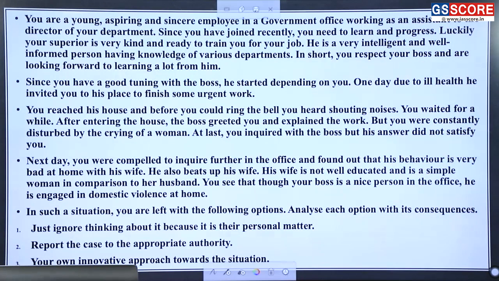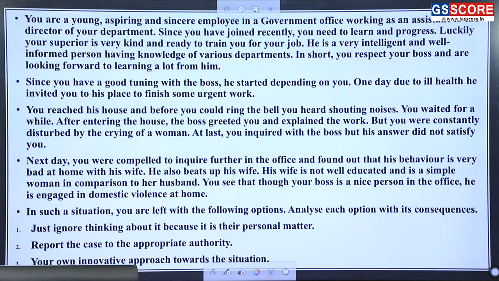So it's very lengthy. You are a young, aspiring and sincere employee in a government office working as an assistant to the director of your department. Since you have joined recently, you need to learn and progress. Luckily, your superior is very kind and ready to train you for your job. He is a very intelligent and well-informed person, having knowledge of the various departments. In short, you respect your boss and are looking forward to learning a lot from him.